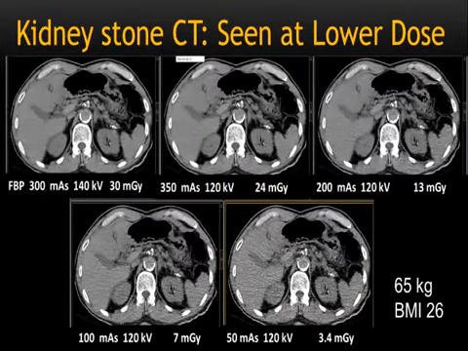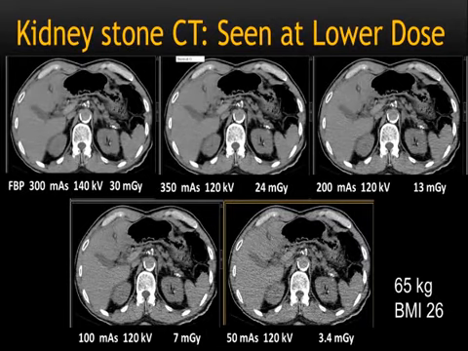Here is an example from our post-mortem imaging where we scanned this cadaver, which was 65 kg, not very big, BMI of 26, but you can see that there is about a 1 to 2 millimeter stone here in the left kidney. This was scanned at 30 milligray, and then we dropped the mA, keeping the kV constant at 120, and we came all the way down to 3.4, and I can still see that 1 to 2 millimeter stone without any problem. So certainly much lower dose than you would expect from a routine abdomen.